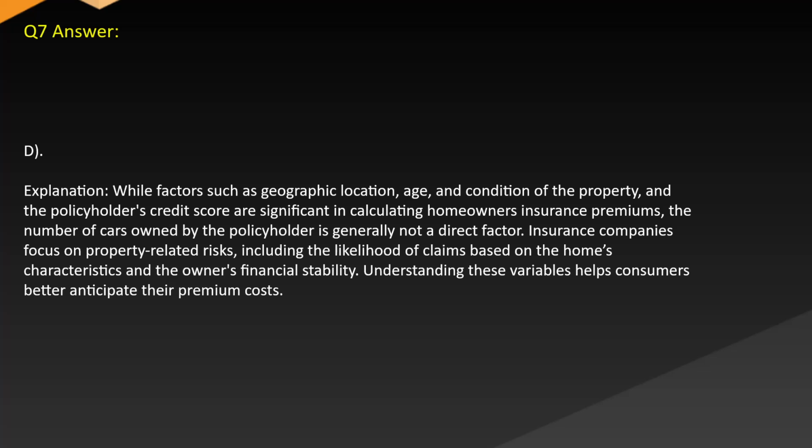Answer. D. Explanation. While factors such as geographic location, age and condition of the property, and the policyholder's credit score are significant in calculating homeowners insurance premiums, the number of cars owned by the policyholder is generally not a direct factor. Insurance companies focus on property-related risks, including the likelihood of claims based on the home's characteristics and the owner's financial stability. Understanding these variables helps consumers better anticipate their premium costs.